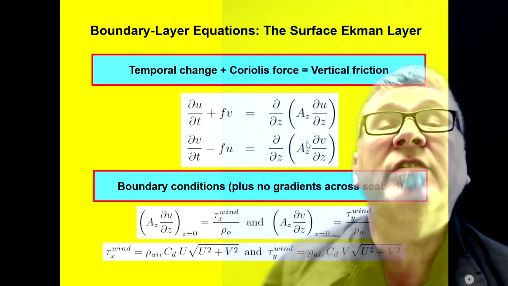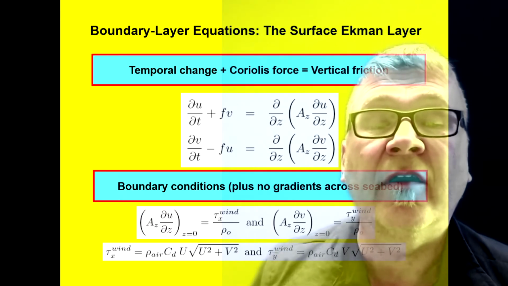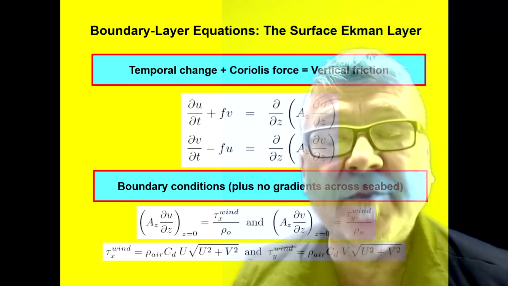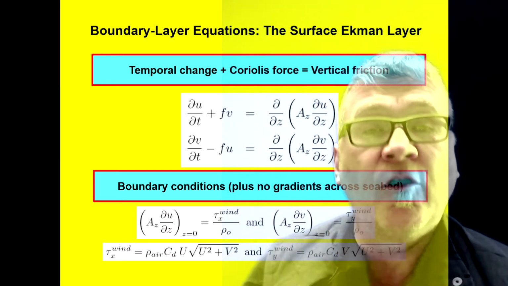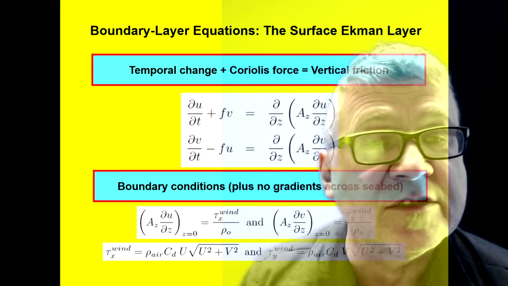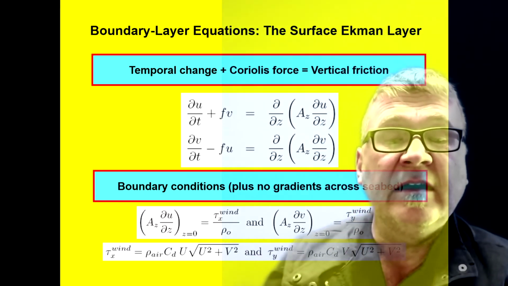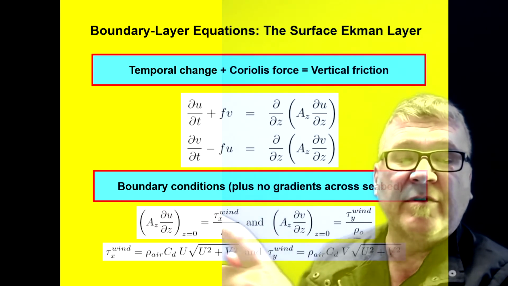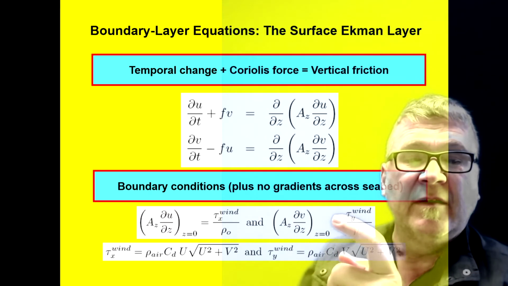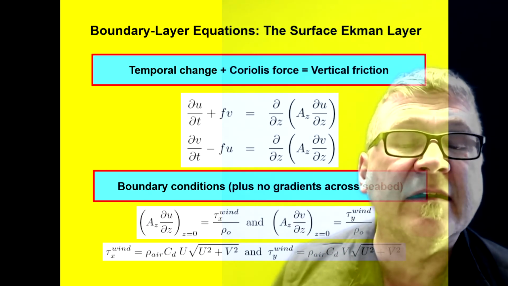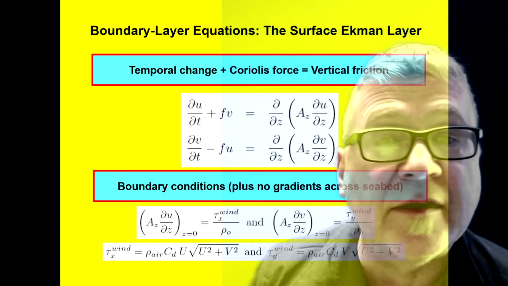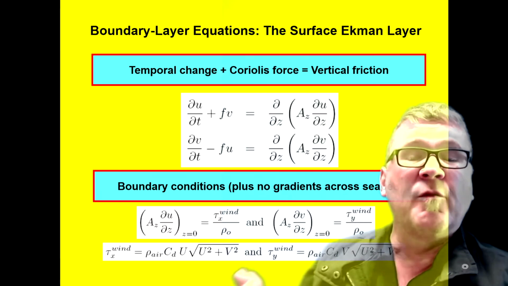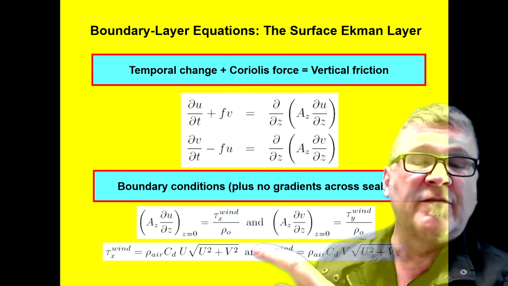Now you also have to consider boundary conditions. At the surface, you actually have the forcing by the wind. The way to formulate that is, because wind stress creates a stress near the surface, there are these boundary conditions here. These are the boundary conditions, and you also have a zero gradient condition across the seabed, no friction across the seabed. And you can again formulate the wind stress in terms of wind speed components.